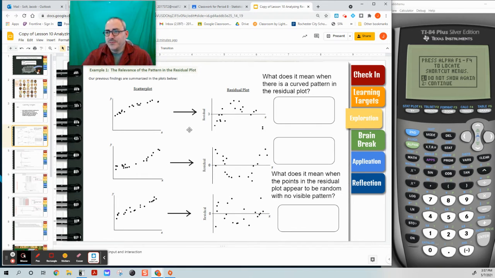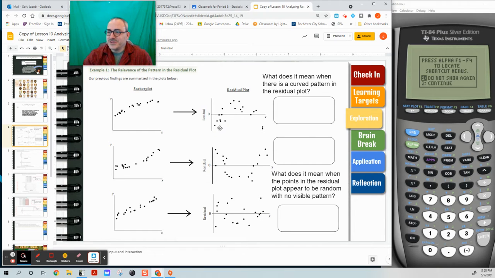Maybe take a moment, pause the video, and determine what you know about residual plots and how you can analyze this one right here. Through the magic of video, you were able to pause me and now unpause me, and now I'm back. If you need more time, you need to pause me. Otherwise, I'm going to talk about this.